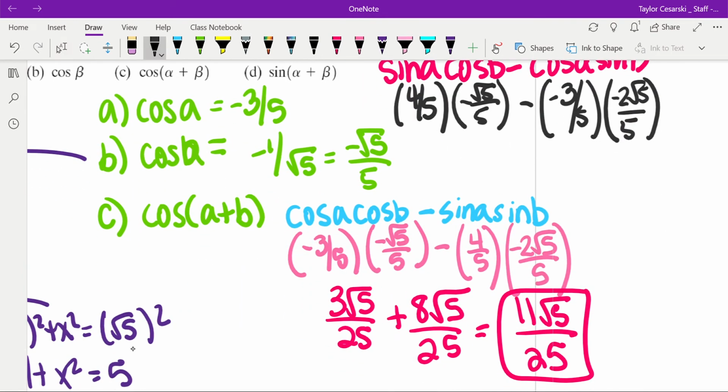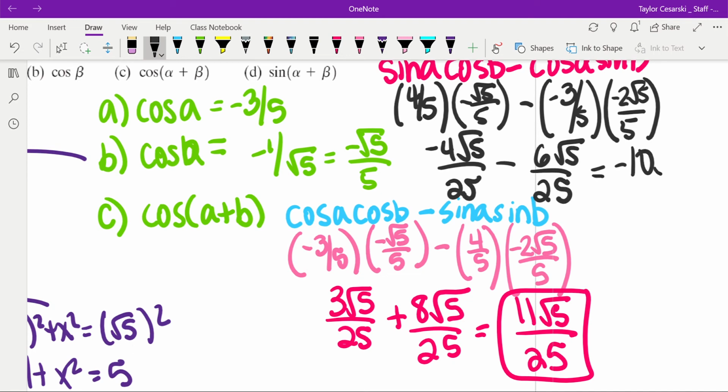All right, so here I get negative 4 square root 5 over 25. And then negative times a negative is a positive, but I am subtracting it. So here I get minus 6 square root 5 over 25. So that would give me negative 10 square root 5 over 25.